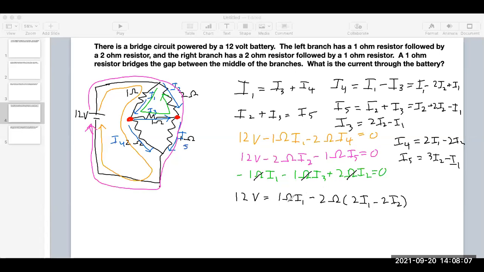And just simplifying this up, this gives us 3 I1 minus, sorry, our minus signs cancel out to give us minus 1 ohm I1. Oh, I'm sorry, minus 3 ohms I1. Plus 4 ohms I2. Where did I go wrong? Oh, this should be a plus sign. That's my problem. So yes, 3 ohms I1 minus 4 ohms I2.